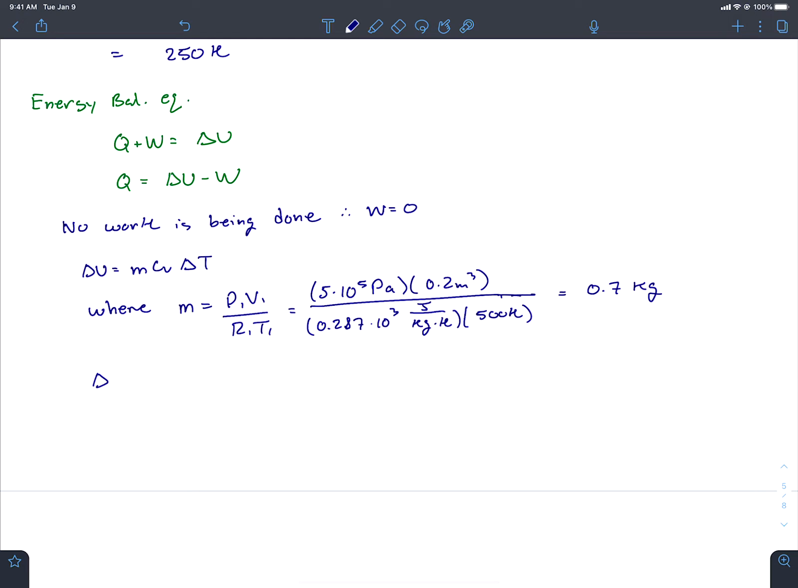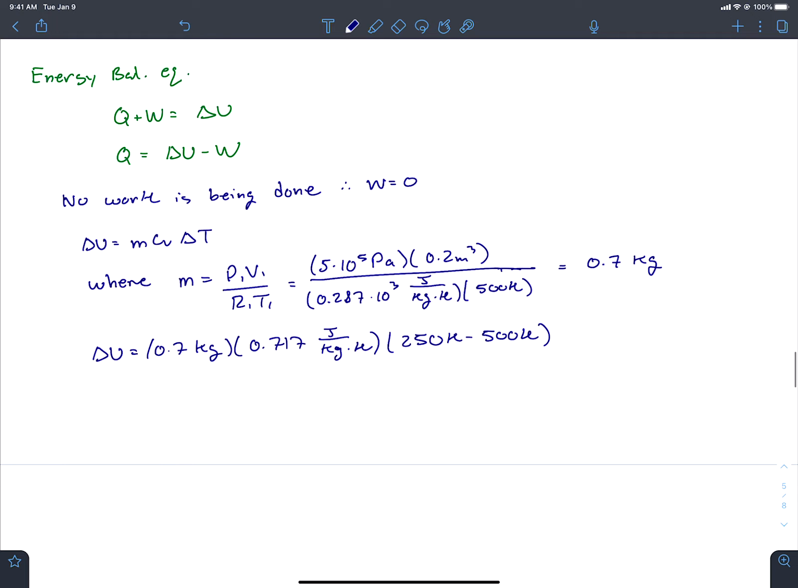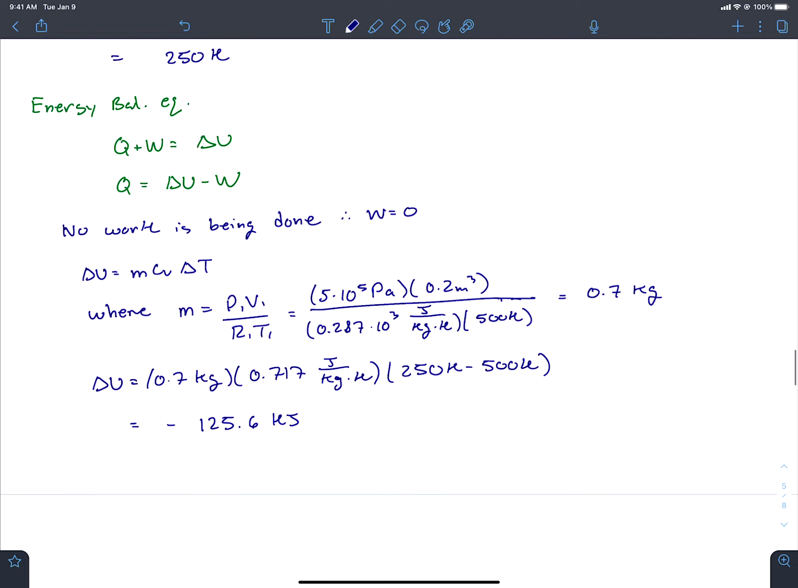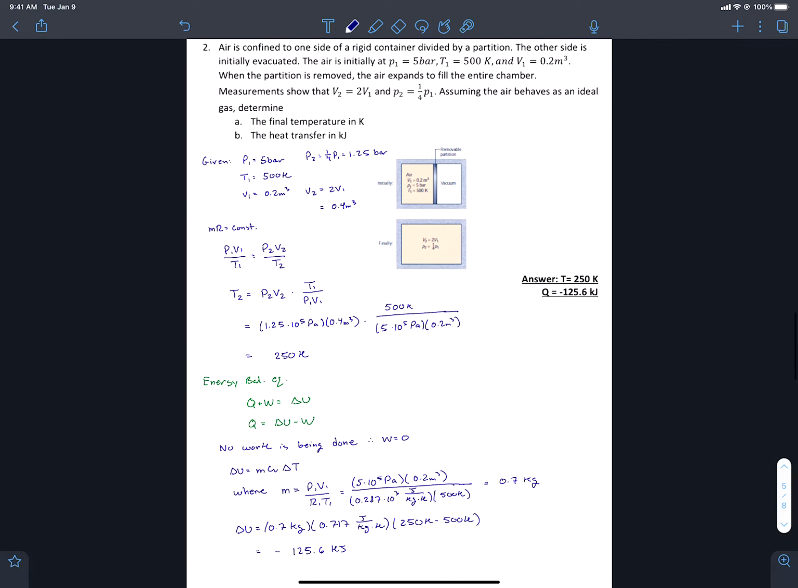Plugging this back in, delta U equals 0.7 kilograms times our C_V. Our C_V for air is 0.717 joules per kilogram Kelvin times my change in temperature, 250 minus 500 Kelvin. So this equals negative 125.6 kilojoules. Okay, so that is problem 2.